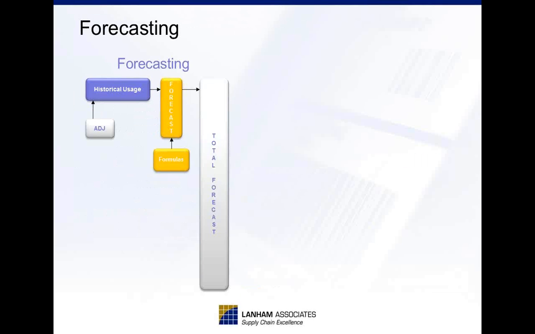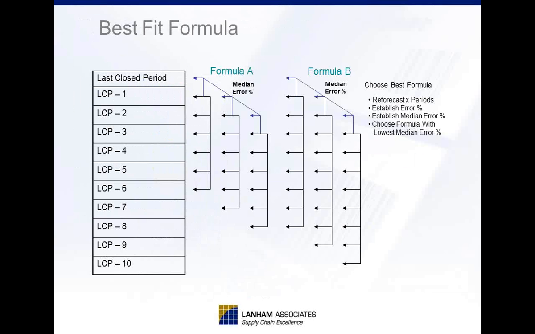The way we do this is we test each formula against each location's data. So if we're running a multi-branch environment, we'll test it against each level of the data. And what we do is, for example, on June 1st, we went back and we tested Formula A against item 1 at location 1.